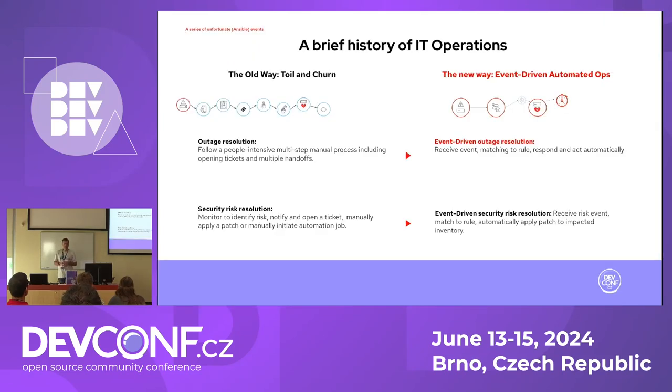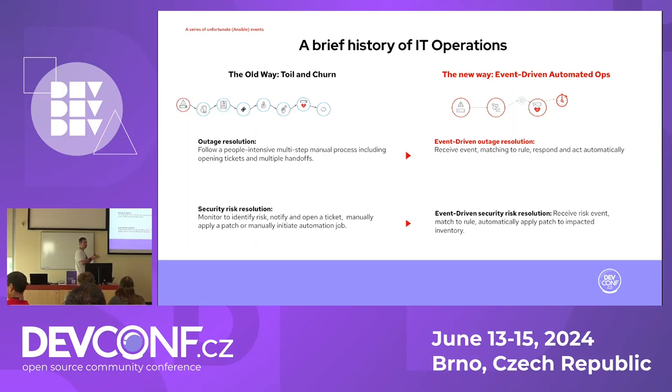Starting from the beginning, what is event-driven automation? Normally, something is happening, someone realizes that something is happening, and then there are different manual or automated processes in place to remediate a security issue or monitoring event or whatever.